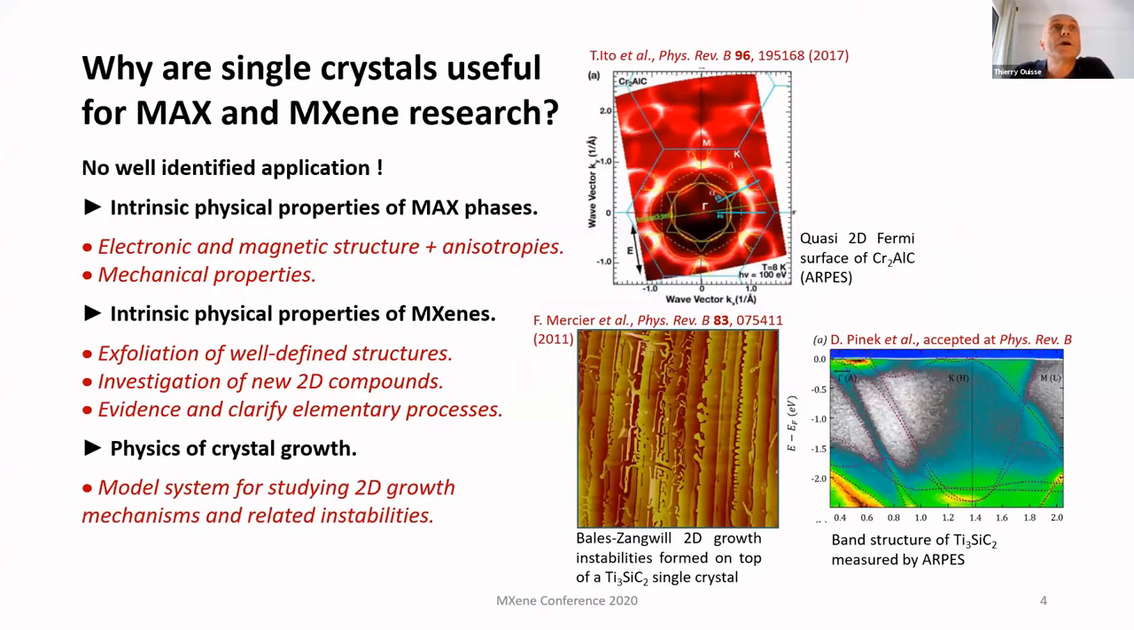So why are single crystals useful for MAX phases? There is indeed no real well-identified application, and from this point of view, maybe single crystals have no interest at all. However, they are clearly required for investigating physical properties. So if you want to probe the electronic structures, magnetic properties, mechanical properties, or anything else depending on crystal orientation, then you must use single crystals. In the case of MXenes, we may exfoliate well-defined structures. We can investigate 2D compounds which cannot be obtained by chemical exfoliation. And we may use our well-ordered structures in order to clarify elementary processes.